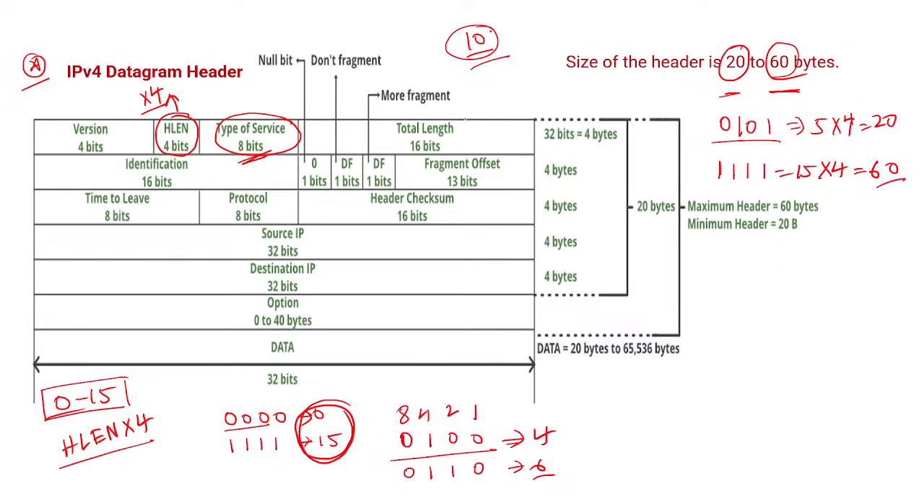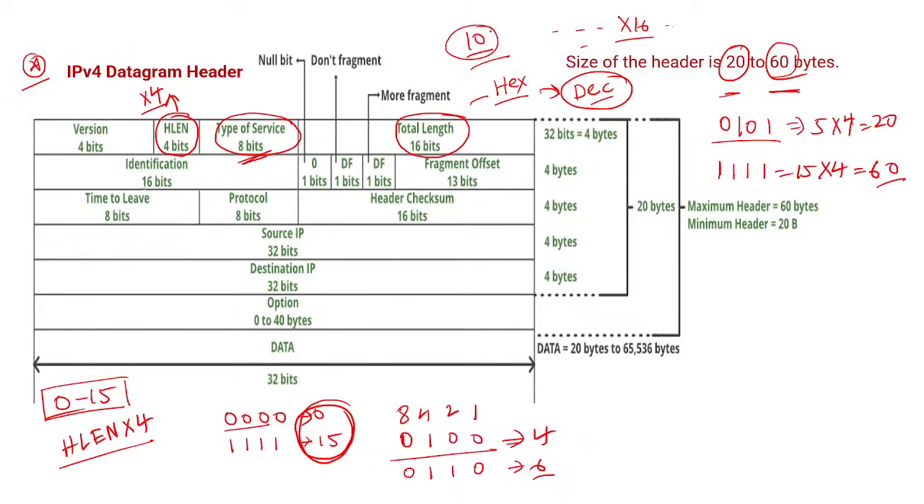Next one is the total length. Total length will be given in 16 bits, and all these numbers are given in hexadecimal. You always have to convert the hexadecimal number into a decimal number to get the original value. That is, you always have to multiply with 16. All the bits you have to multiply with 16, then you get the original number.